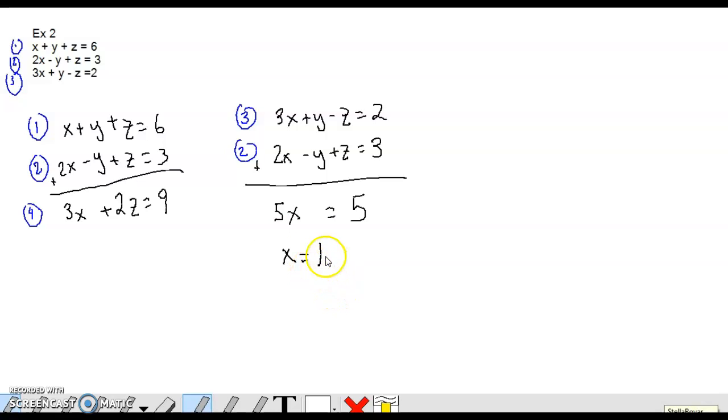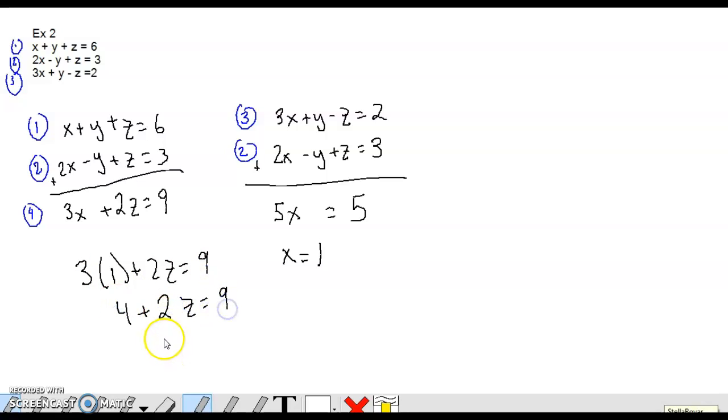Okay. Once we find our x, let's plug it back into this equation. So 3 times 1 plus 2z is equal to 9. Oh, sorry, this is not 4. That's my fault. I added those instead of multiplying. Sorry, 3 plus 2z is equal to 9. So subtract 3 to both sides. I get 6. So z is equal to 3.